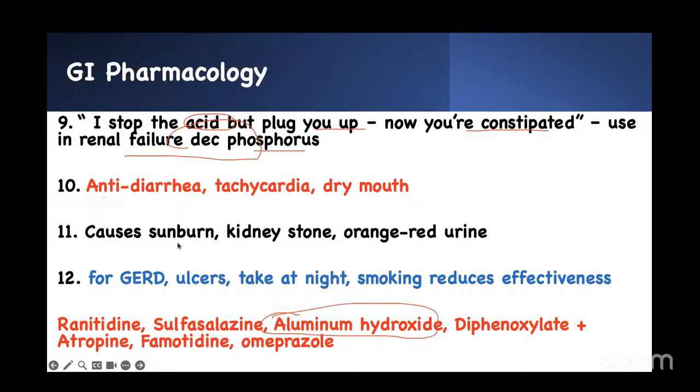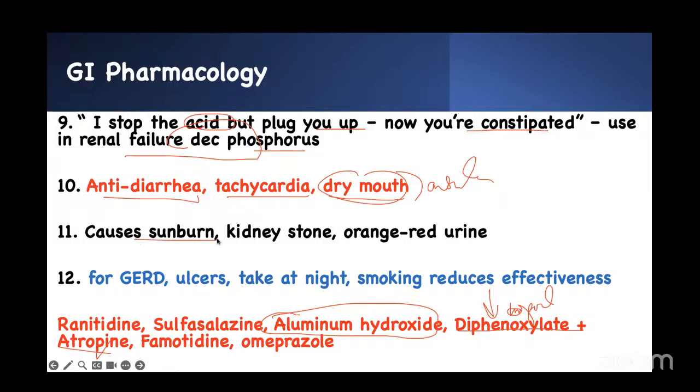This is for anti-diarrhea. Therefore, this medication I take will help with my diarrhea. It's going to cause tachycardia and dry mouth. This is an anticholinergic effect. Therefore, it's this one, diphenoxylate atropine. This is the anti-diarrheal, which is an opioid. And the anticholinergic effect is atropine. It's two medications. So that's what you use it for.